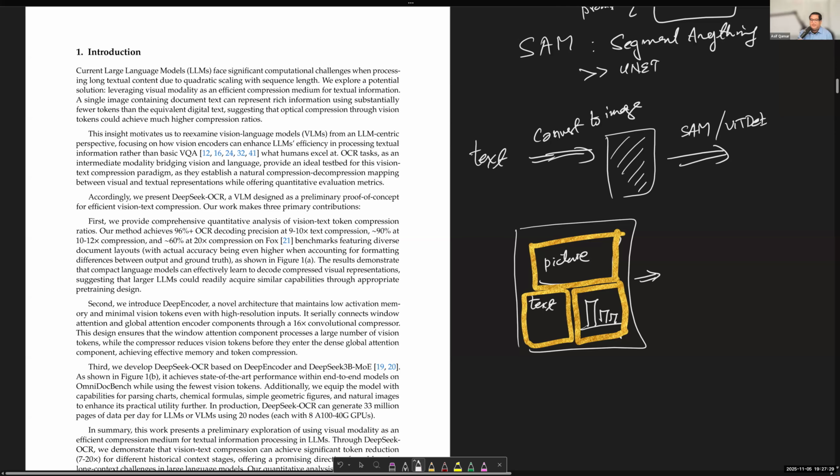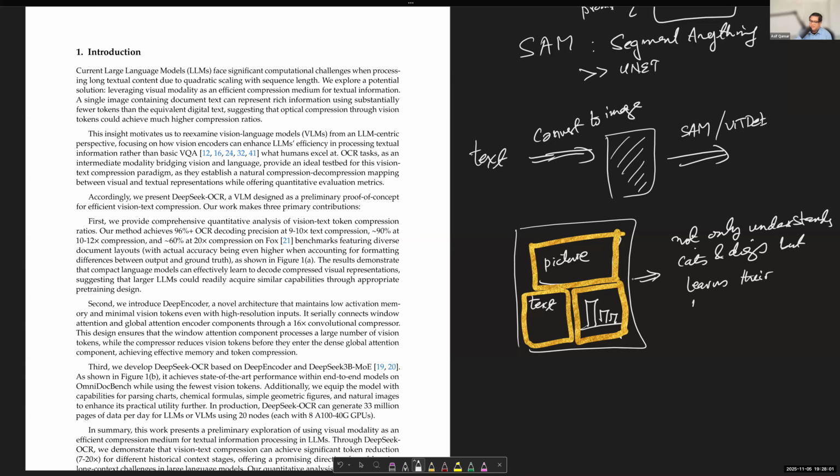It not only understands images, not only understands semantically cats and dogs, but learns their locations, because that's how it develops its masking ability. Locations. That's the main point of SAM. That's where it differs from basic ViT.